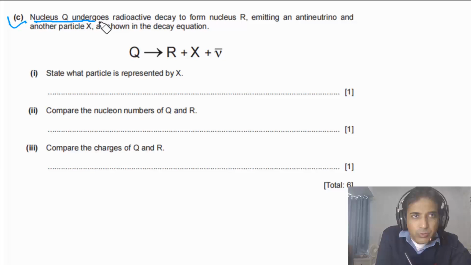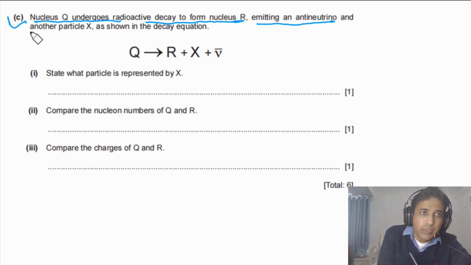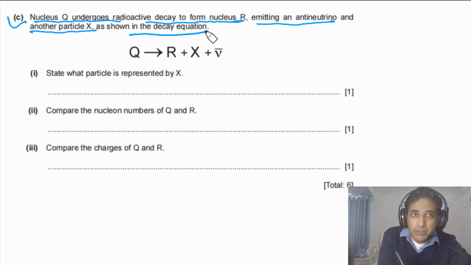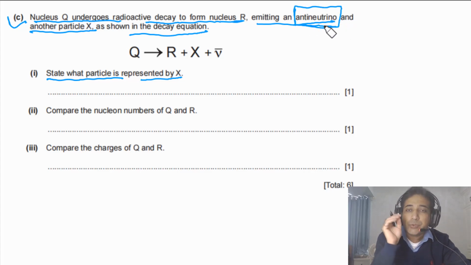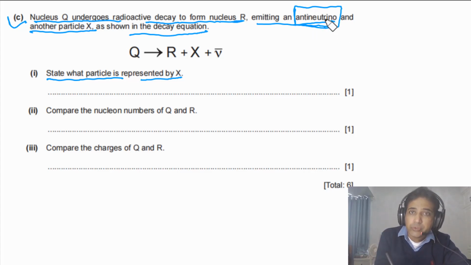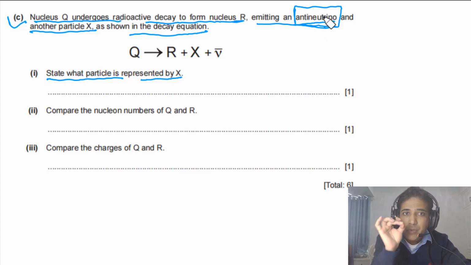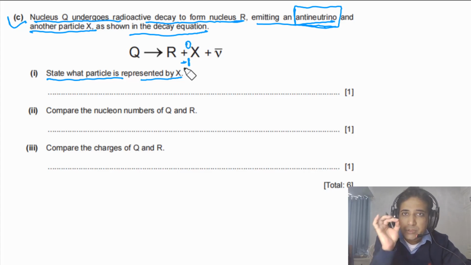Part C says nucleus Q undergoes radioactive decay to form nucleus R, emitting an antineutrino and another particle X as shown in the decay equation. State what particle is represented by X. So you need to understand, it is given to us that an antineutrino is emitted. Actually, this is an electron antineutrino. As this one is an electron antineutrino, so this is an antiparticle. So this one has to be a particle, meaning this one has to be an electron.